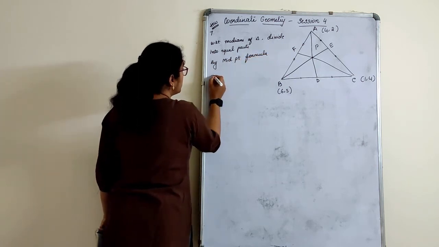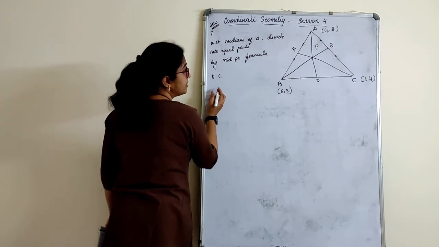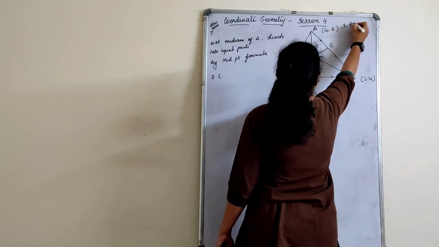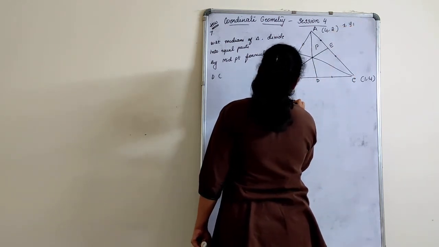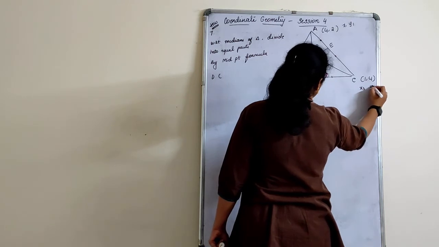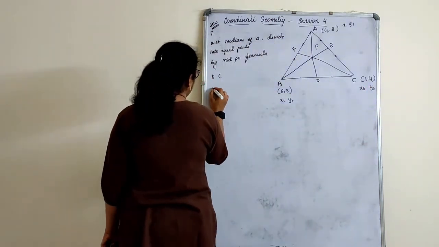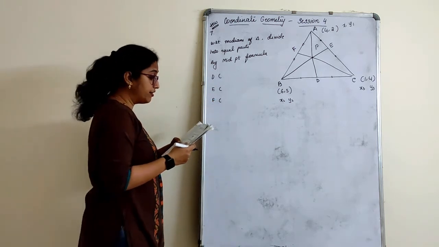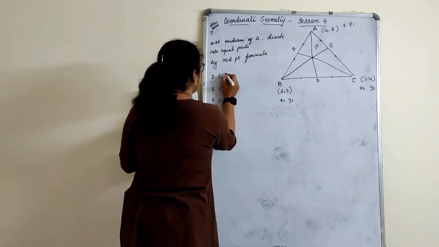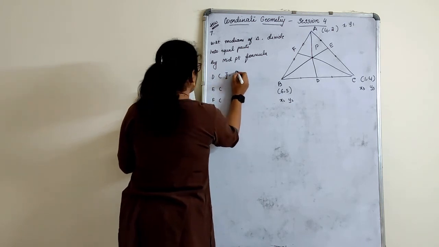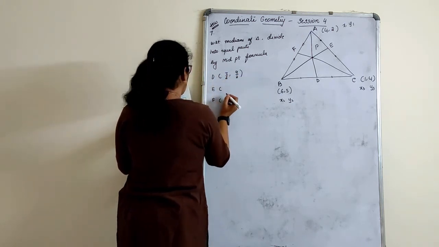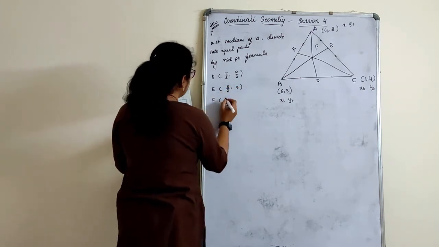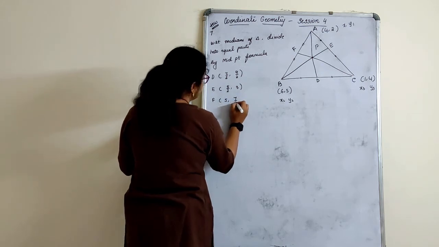By the midpoint formula, can you find the coordinates of the midpoint? Let me consider these as x1, y1, x2, y2, x3, y3. By the midpoint formula, let us find the coordinates of D, E and F respectively. So coordinates of D will be 7/2, 9/2. Coordinates of E will be 5/2, 3. Coordinates of F will be 5, 7/2.